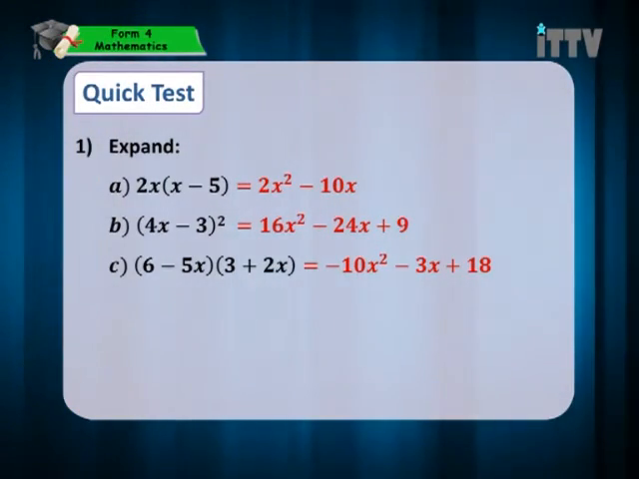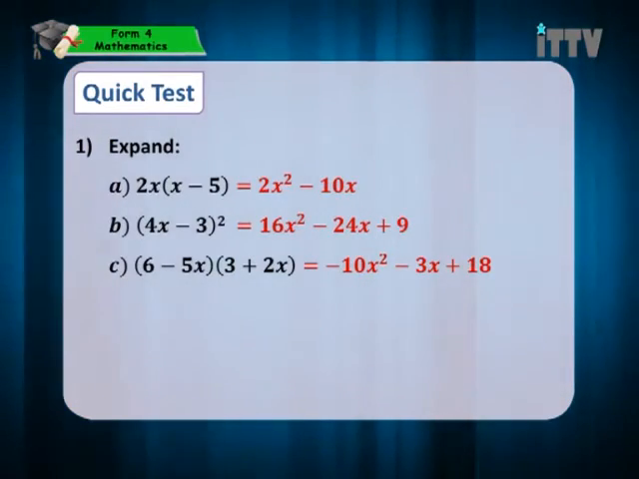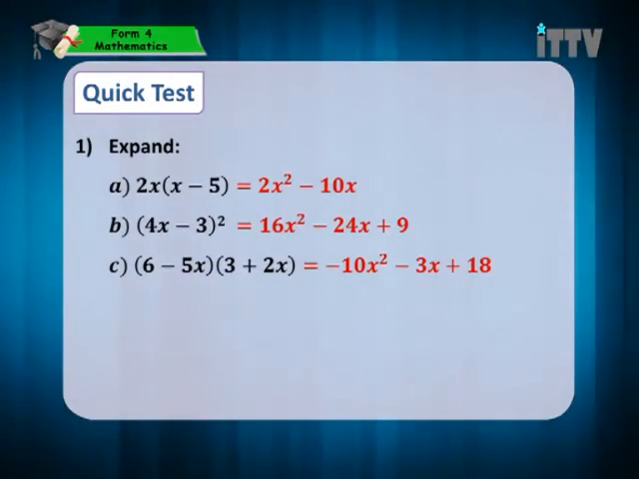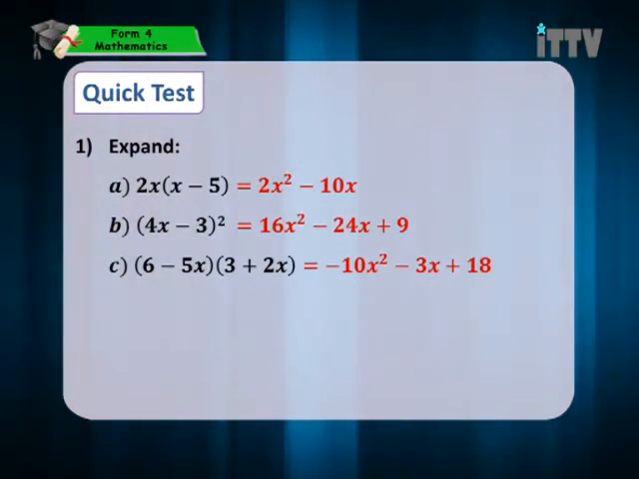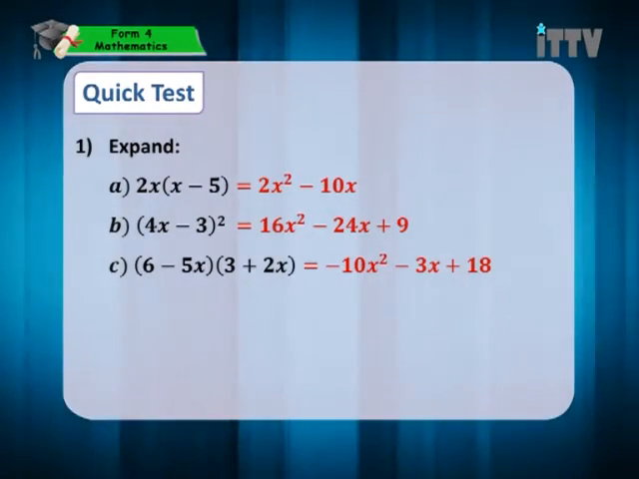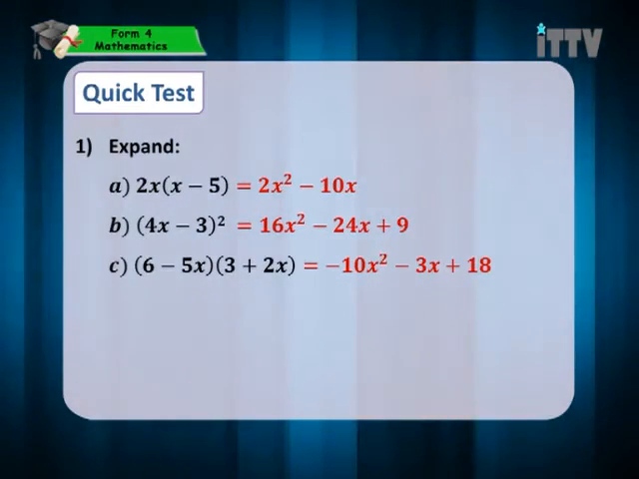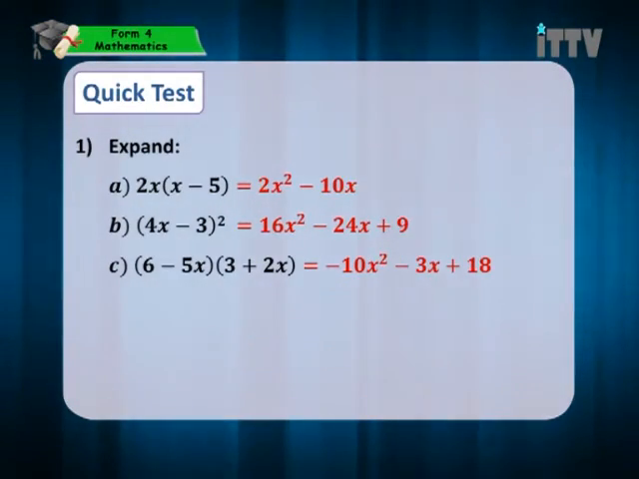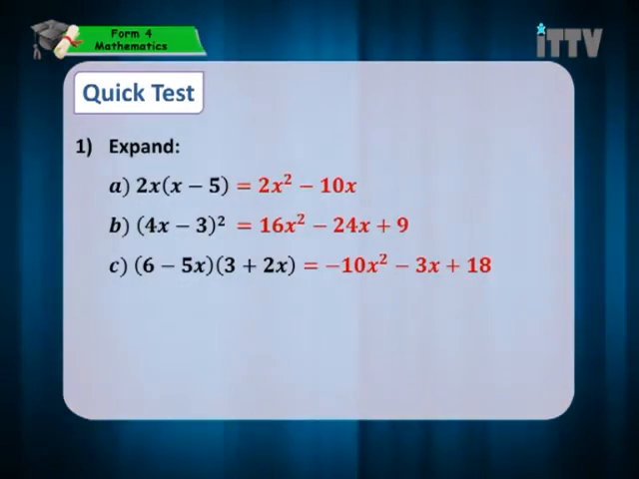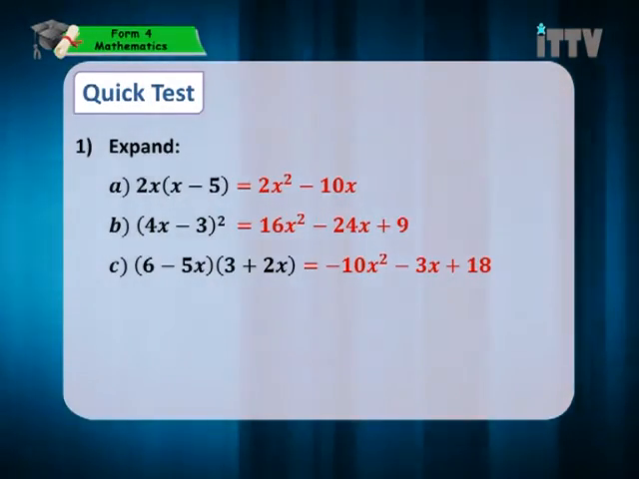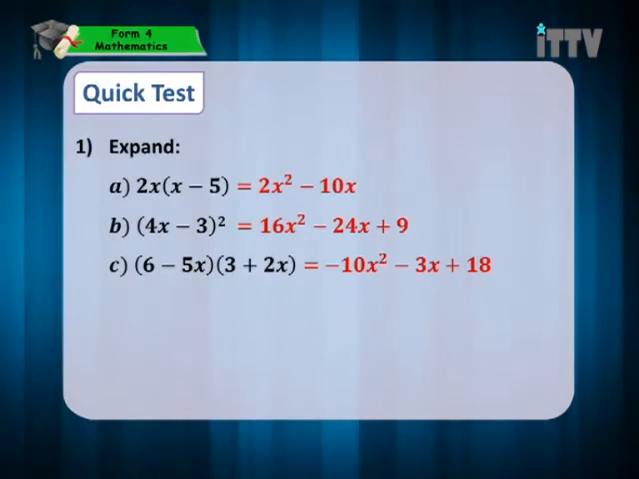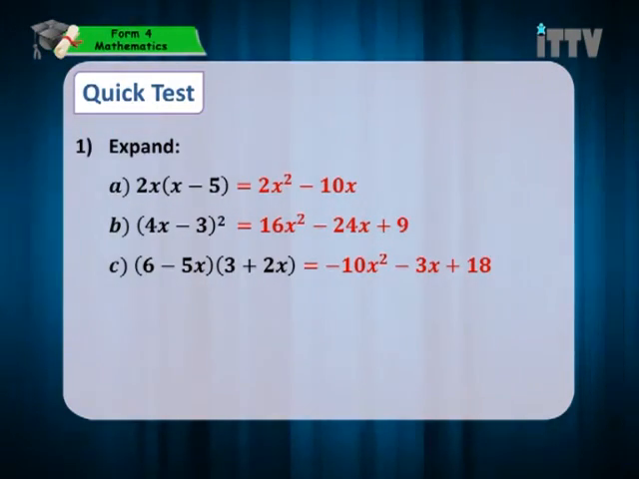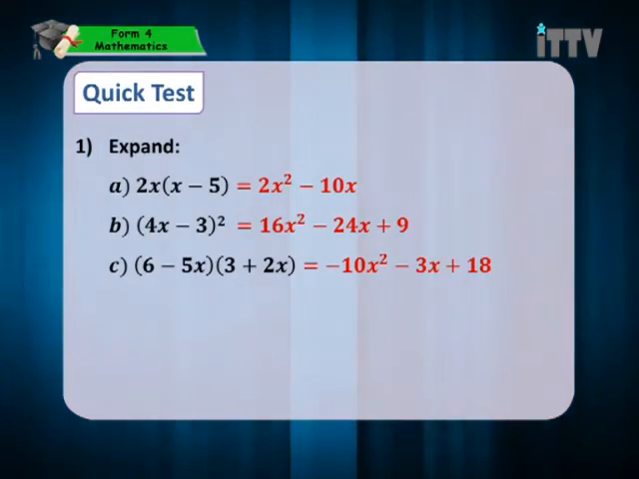For A, 2x multiplied by x minus 5, and you should obtain, remember, term by term, 2x squared minus 10x. B, (4x minus 3) squared. You can use the useful expansion identity from earlier, but anyhow you do it, either step by step or using the identity, you should get 16x squared minus 24x plus 9. And C, the product of 6 minus 5x and 3 plus 2x is negative 10x squared minus 3x plus 18.